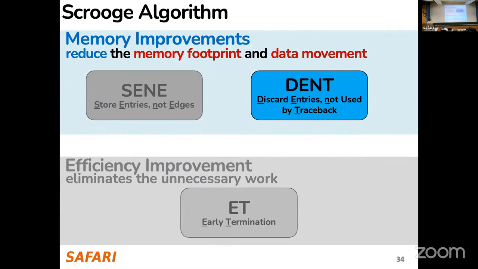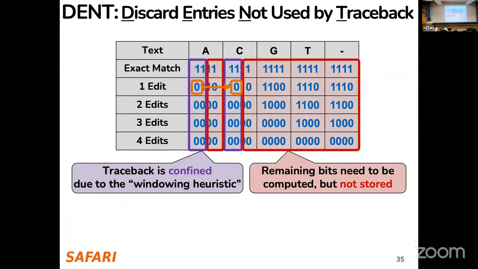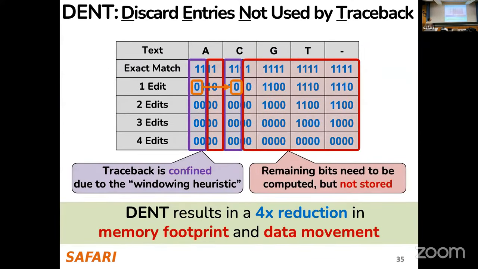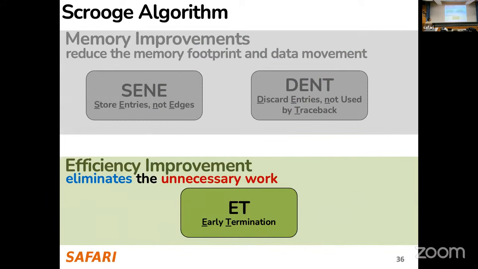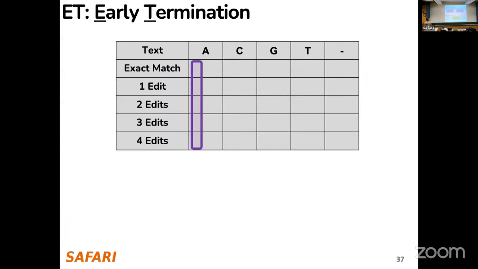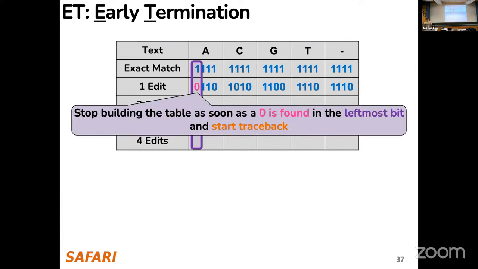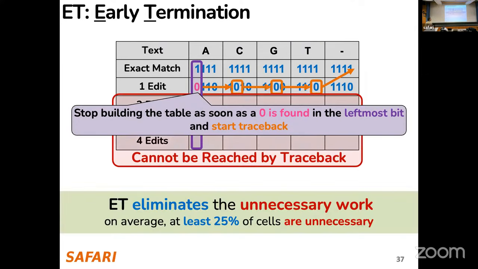Okay, so this hopefully gives you an idea how such algorithm level improvements look. I'm just going to skip over the slides for the other ones. We find some stuff in the table that needs to be computed, but also not stored, which gives us a 4x reduction in memory footprint and data movement. And over here, the efficiency improvement, early termination, the idea is simply to just stop computing when we find that zero, which saves us at least 25% of computation on average.